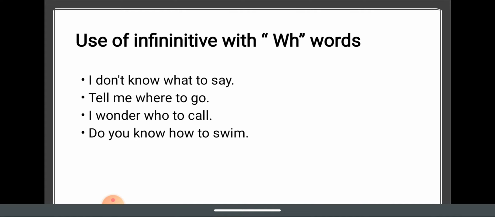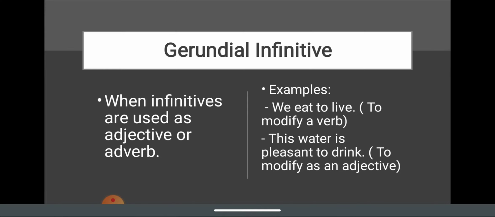But keep in mind that when a WH word comes, after that comes the infinitive, as in what to say. I don't know what to say means he does not know what he should say. So this is a long sentence, and to contract it, it is simply said: I don't know what to say.